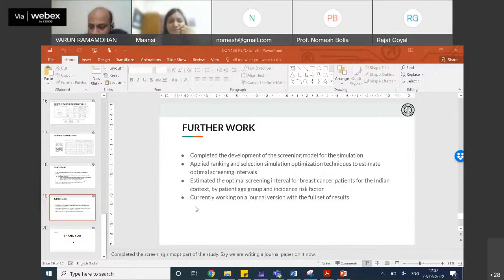And this is exactly what I meant, where we wanted to develop a computational tool that can then be used for various types of analyses in this particular disease and area.